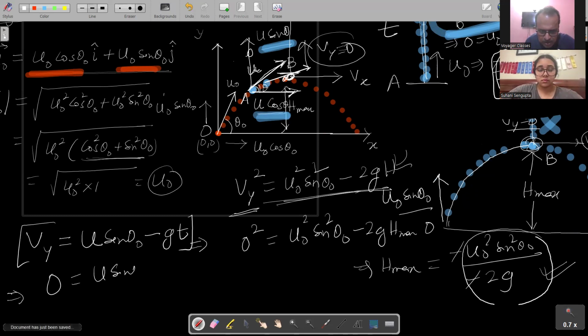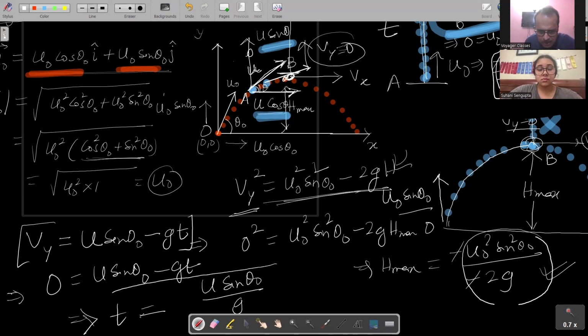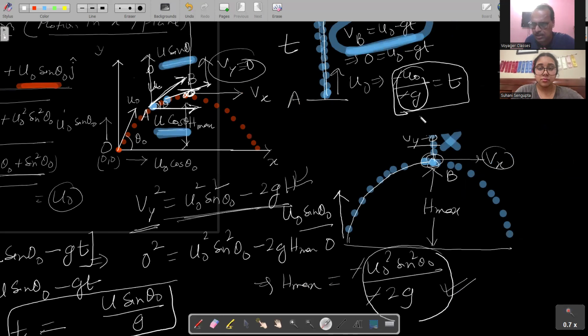It is u sine of theta 0 minus gt. So ultimately t comes down to u sine of theta 0 by g. That is the way we can find the time to reach the maximum height. Simple as that. This was the time to reach the maximum height in vertical motion. In projectile motion, the time to reach the maximum height is this. Is my marker clear to you? Is it visible? So this is the maximum.